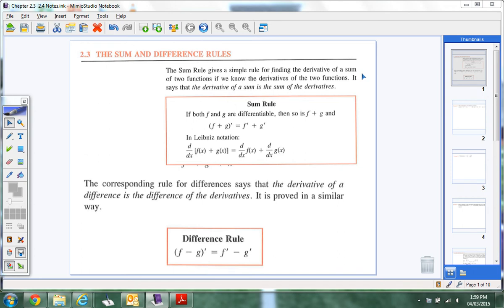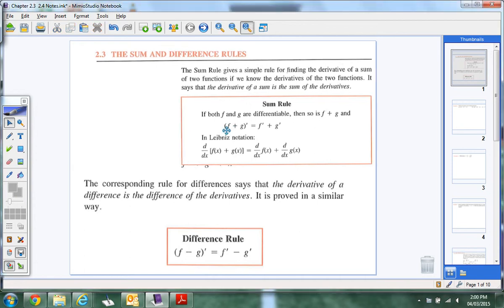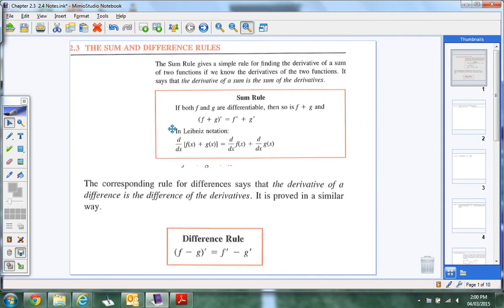So Unit 2, Lesson 2.3, the sum and difference rules. Sum rule, we're going to do both of them, they're going to be essentially the same. The sum rule gives a simple rule for finding the derivative of a sum of two functions. So for adding two functions, we have f plus g. We've done that with our function notation, our composite functions, and pre-calc review.